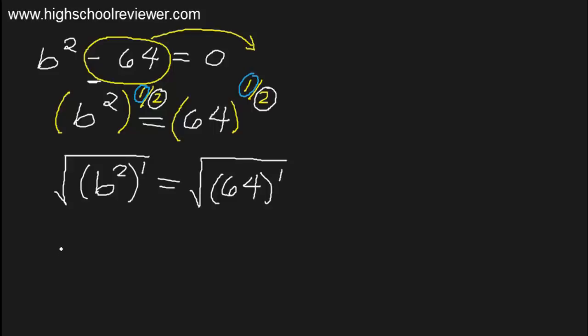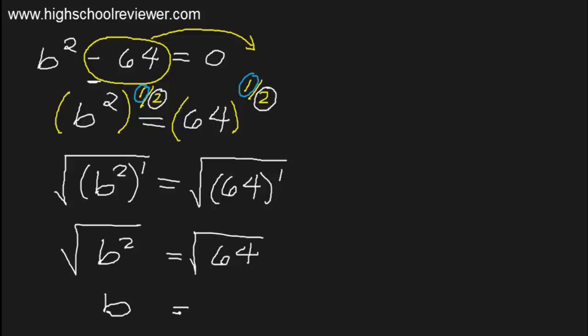Now, this is equal to the square root of b squared and the square root of 64. Now, the square root of b squared is b, and for the square root of 64, there will be 2 roots, so we will have plus minus. The square root of 64 is plus minus 8. Okay, let us check if our answers are correct.